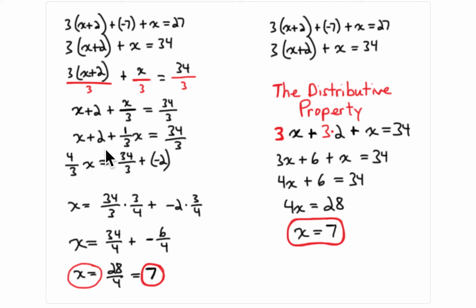So I can add the additive inverse of a positive 2, which is a negative 2. I'm going to also have to add that additive inverse to this side. So that's where that -2 comes from. So 34/3 plus -2.